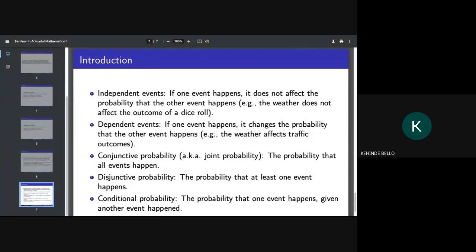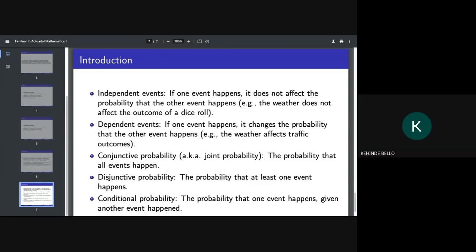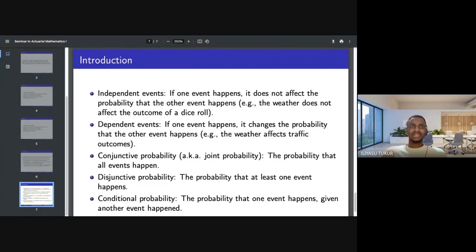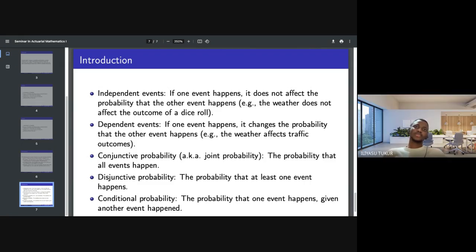I'm also trying to look at the case of a vehicle that has a flat tire, as having a flat tire being an event, and the vehicle being stationary, not moving, being also another event. Once there's a flat tire, definitely the vehicle will not move. The probability of the vehicle not to move, given that the vehicle has a flat tire, so it's conditional.